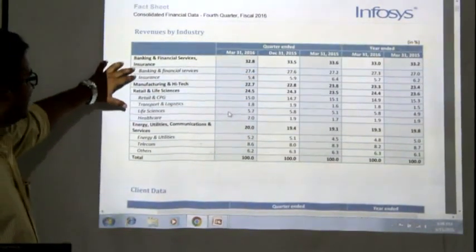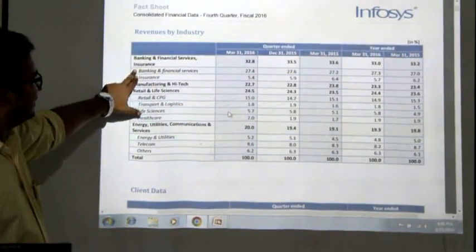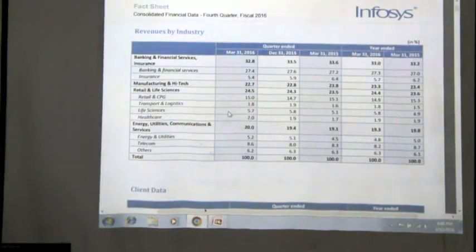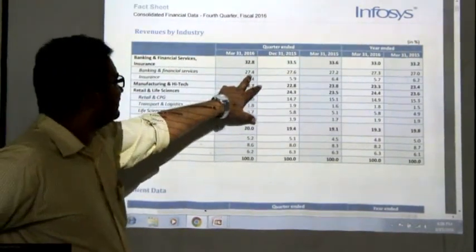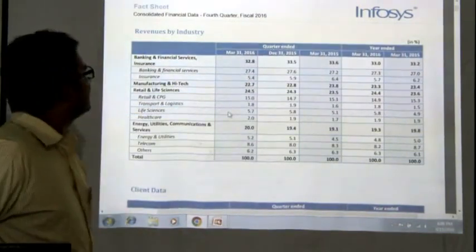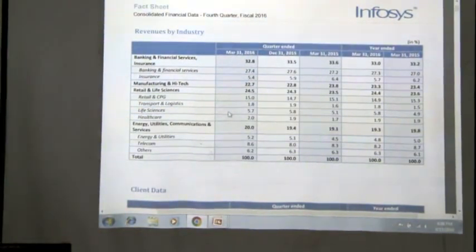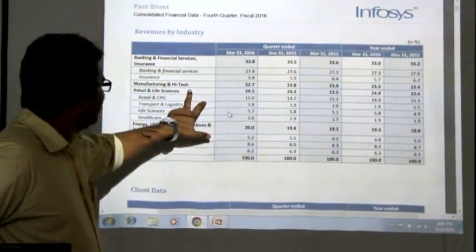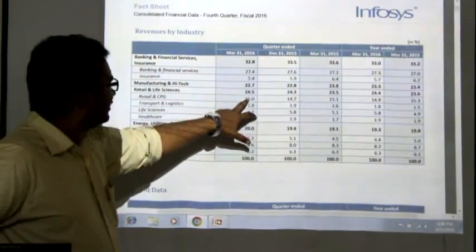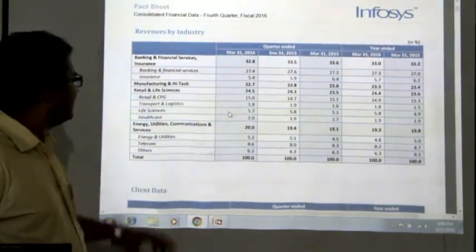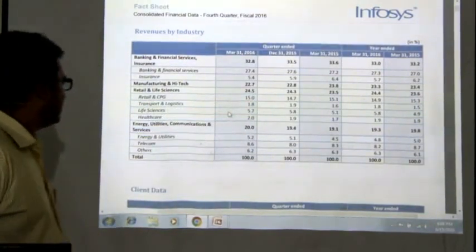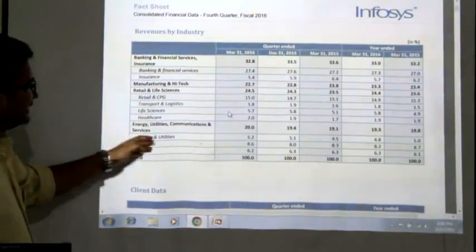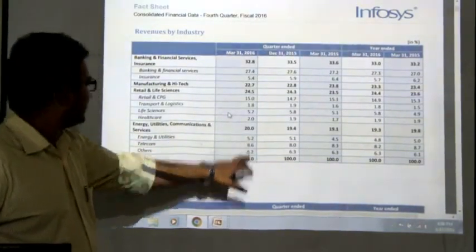Similarly, if you talk about the breakage, insurance was coming down slightly, and so is the banking financial services domain. The banking financial services domain is again very important for Infosys, fetching around 27.4% revenue. If we talk about manufacturing and high tech, it is fetching around 22% revenue, and retail and life sciences, majorly retail and CPG, taking around 24.5% revenue, retail approximately 15% revenue. When we talk about the other units, that is telecom, energy and utility, it is fetching approximately 13 to 14% of revenue.